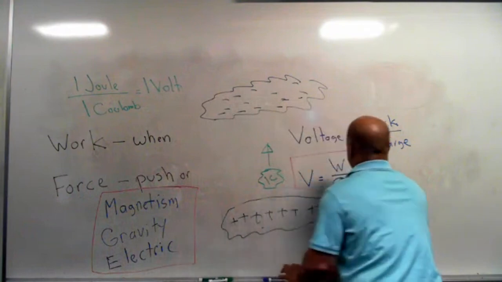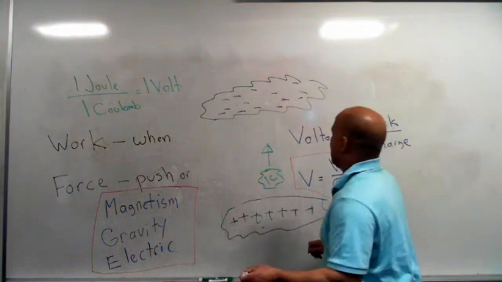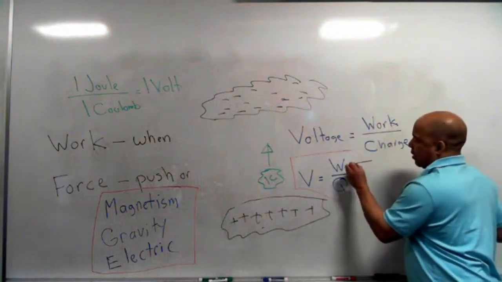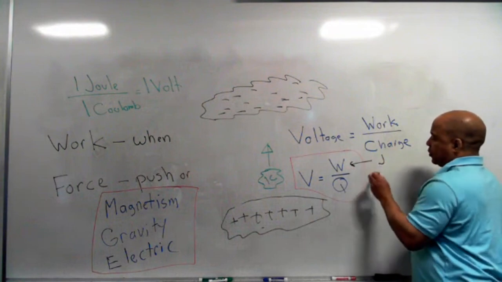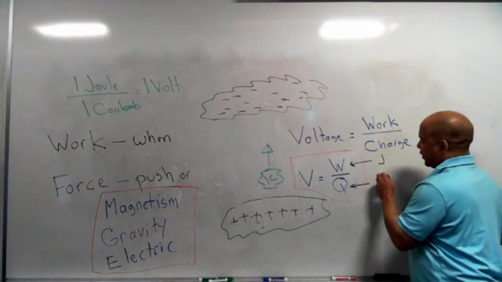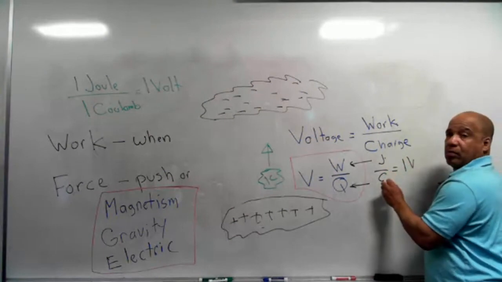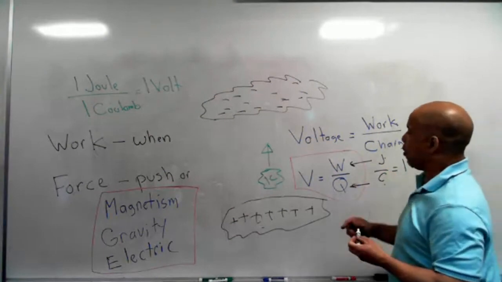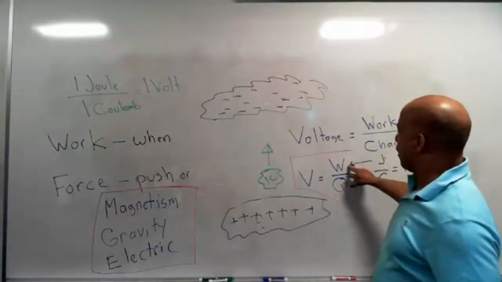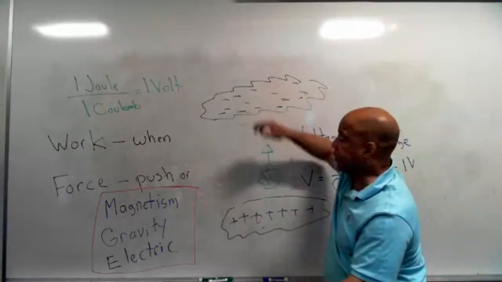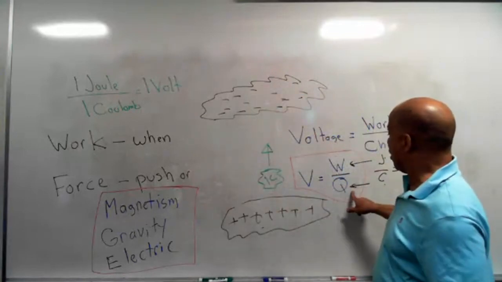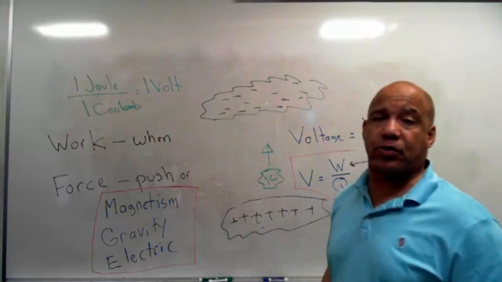But if you look at this, remember work has the units of joules. Charge has the units of coulombs. So 1 volt is a joule per coulomb. That's the way to think about it. But this formula, if I know how much work I got to do in separating charge, and I know the amount of charge, I can figure out the amount of voltage.